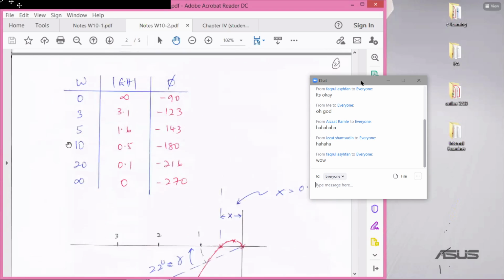So 1 over 0.1 is 10. So I select a few more points from 0 to infinity. So I select 3, 5, and 20. You can see that when your magnitude is smaller than 0.1, you can stop. So don't go any further. When you increase your frequency and the magnitude is getting smaller than 0.1, you can stop there. You cannot draw accurately any less than 0.1.